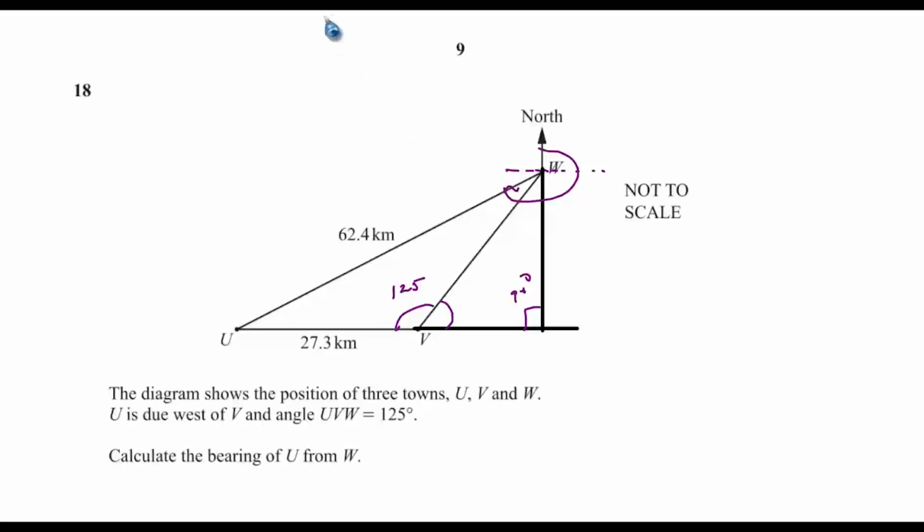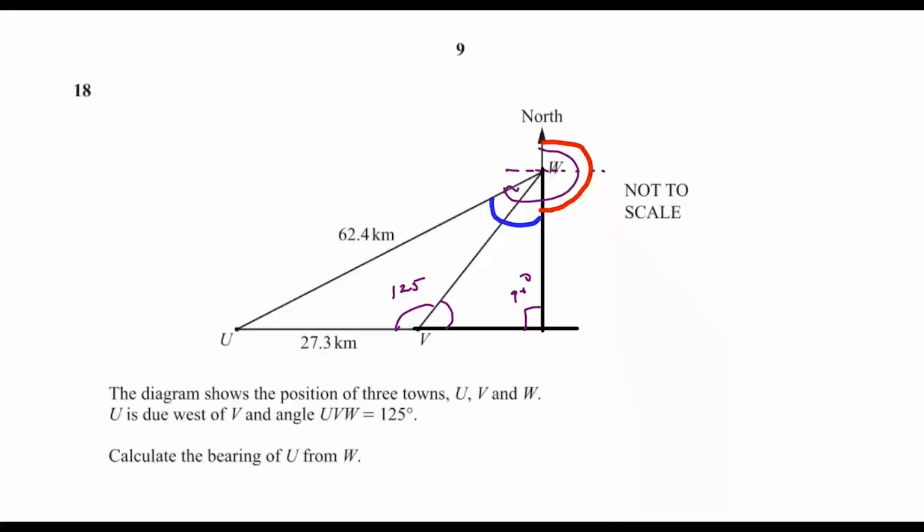Already we know that from here to here, okay, let me divide this angle into two. So the first one is the red angle here, from here to here. Okay, that is the first part. So the second part will be this one here, from here to here. So when you add the values of these two angles, that is the red and the blue angles, that will be the bearing of U from W.